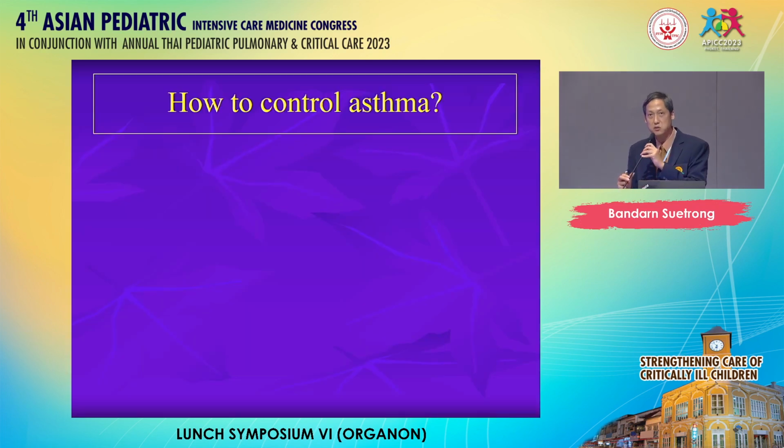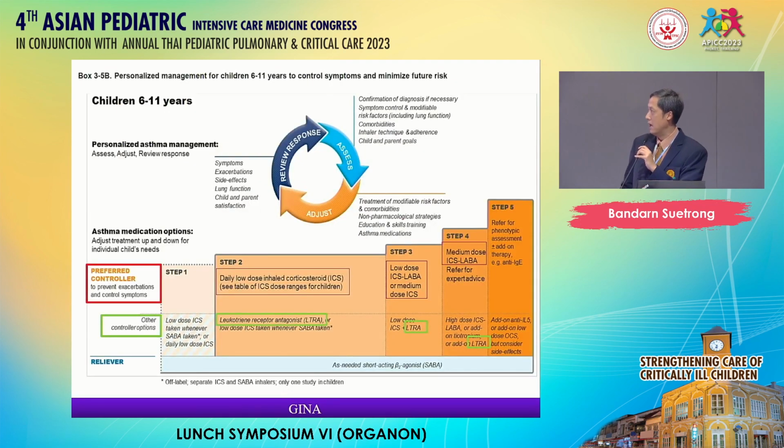And how to control asthma properly? So we have to deal with the inflammation of the airway, not only the bronchoconstriction of the airway. And if you think about anti-inflammatory treatment, we might think firstly of the inhaled corticosteroid, right? To be honest with you, I will show you the latest guideline, the GINA guideline. They divided the treatment options into two groups.